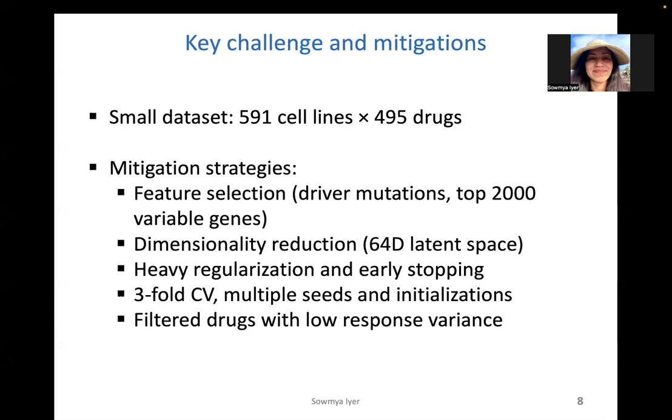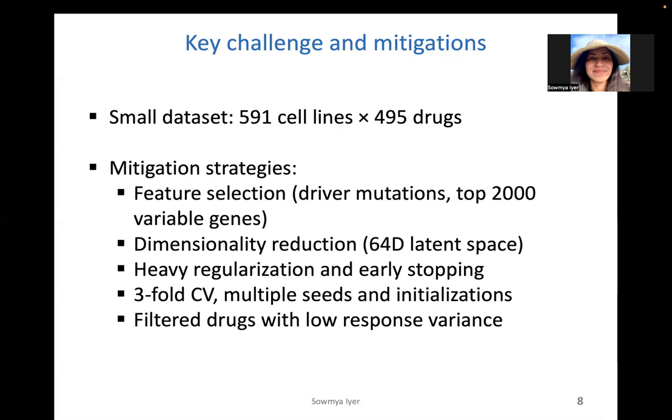So here's a key challenge when I was working through this. It is a small data set. Individually, there were thousands of drug response data, and thousands of cell lines that had characterizations in terms of gene expression. But finding the overlap of all of these brought the overall data set size down to only 591 cell lines, but there were 495 drugs.